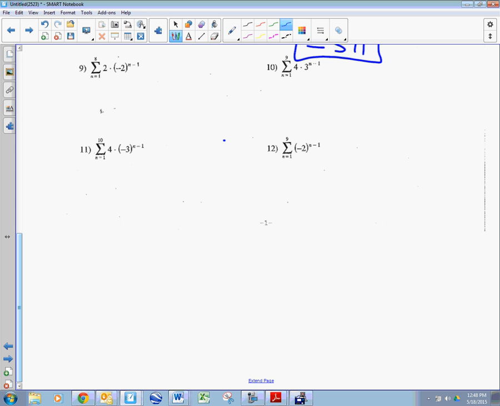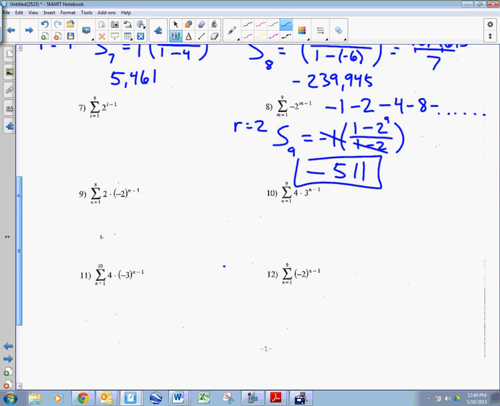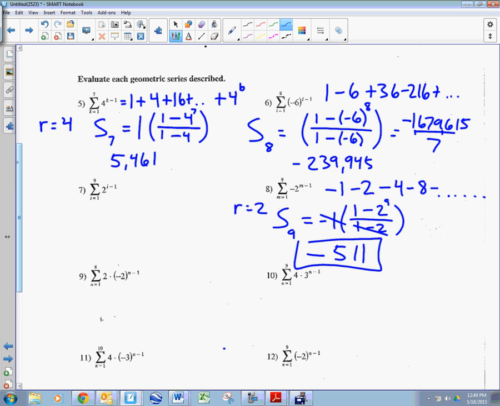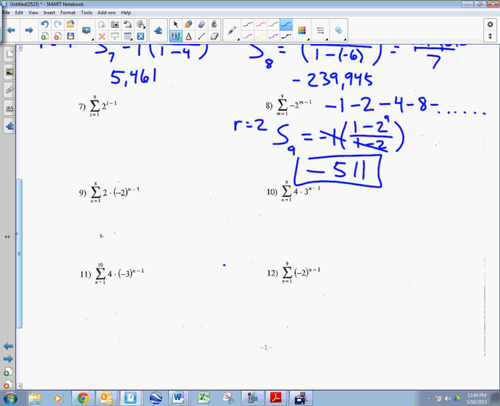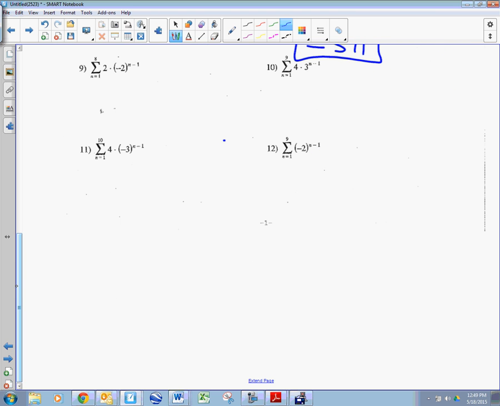Again, try to generate your terms so you can tell what r is going to be. Now, look back at your previous examples. r is 4. Look at what number was being taken to a power. 4. For 6, r was negative 6, and that's the number being taken to the power. And for number 8, 2 is the number being taken to the power, so that's r. So what is going to be r in number 11?